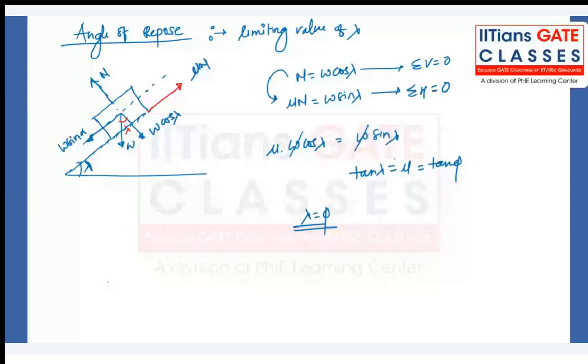Yes, Pranjal, right. The angle of repose is equal to the angle of static friction. What is lambda? The limiting value of lambda is the angle of repose, and that is equal to the angle of static friction. Manika, what is your doubt? Can you ask me with a little more emphasis on it?